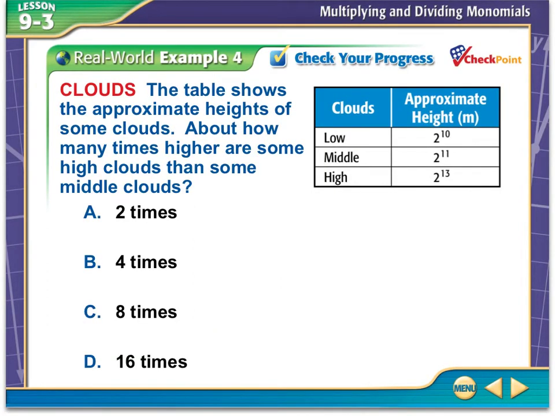Here's your last quiz question of the day and your own chance to try out a real-world example. Clouds. The table shows the approximate heights of some clouds. About how many times higher are some high clouds than some middle clouds? So remember, we need to look at how many times higher, and we're looking at high clouds compared to middle clouds. Go ahead and get started.